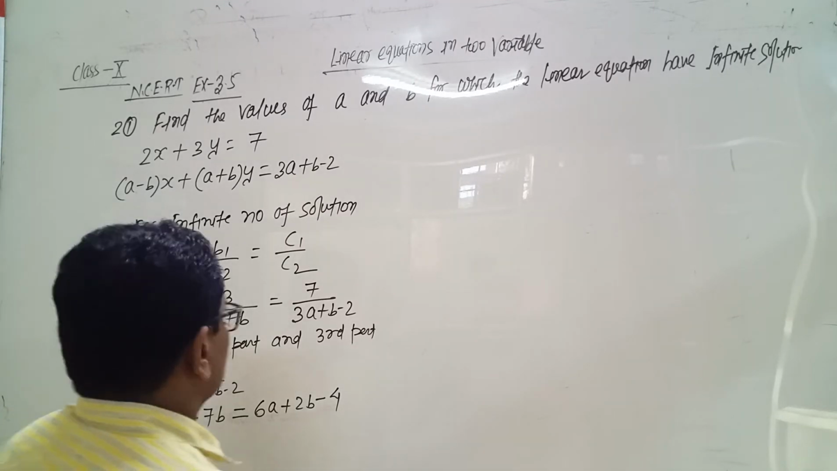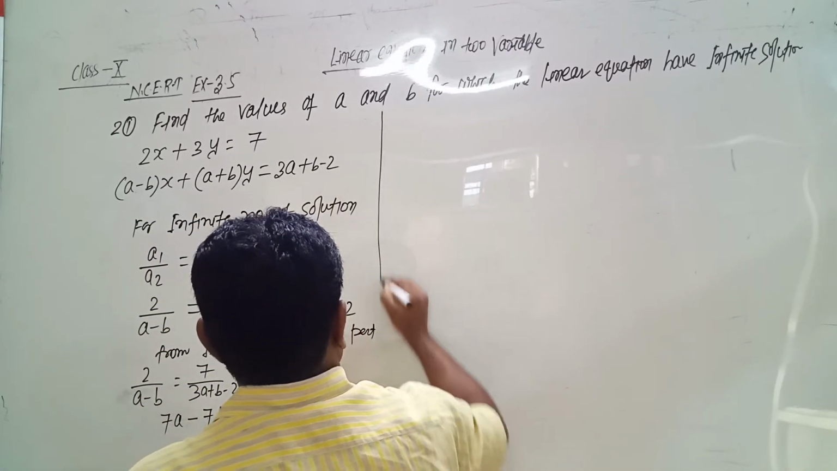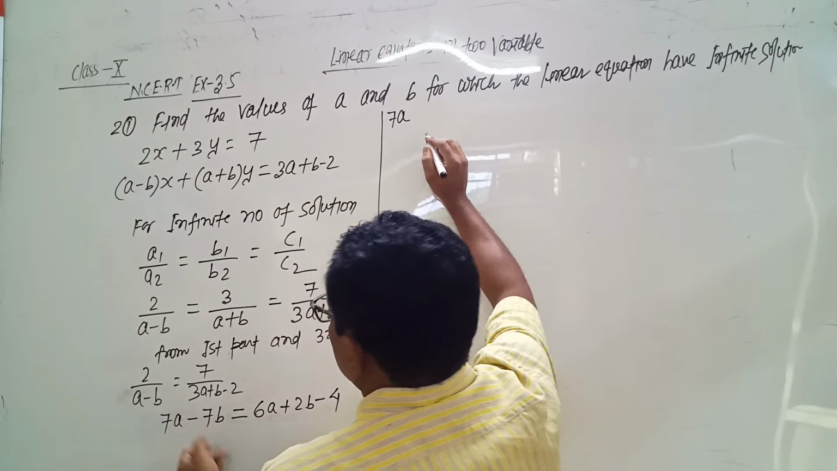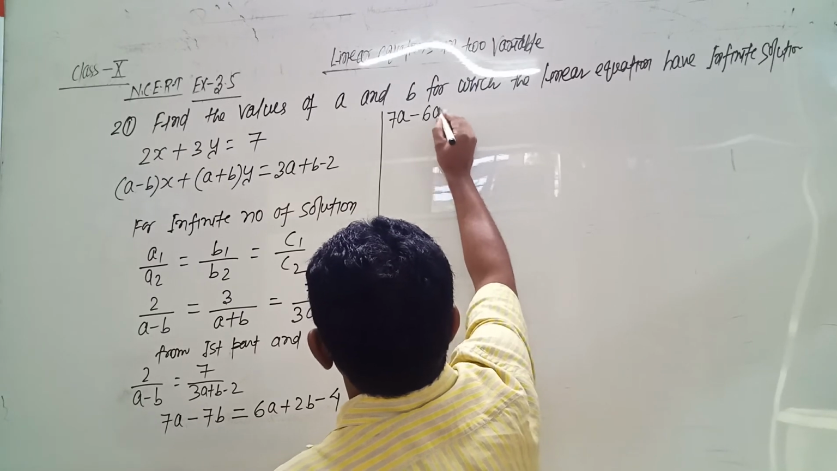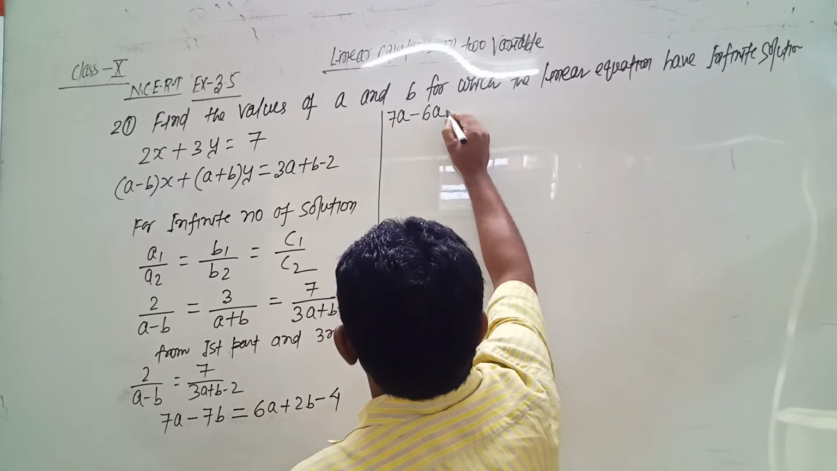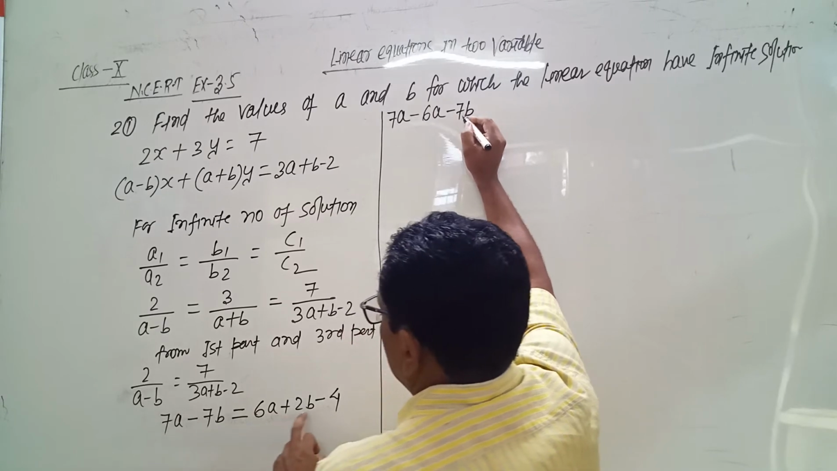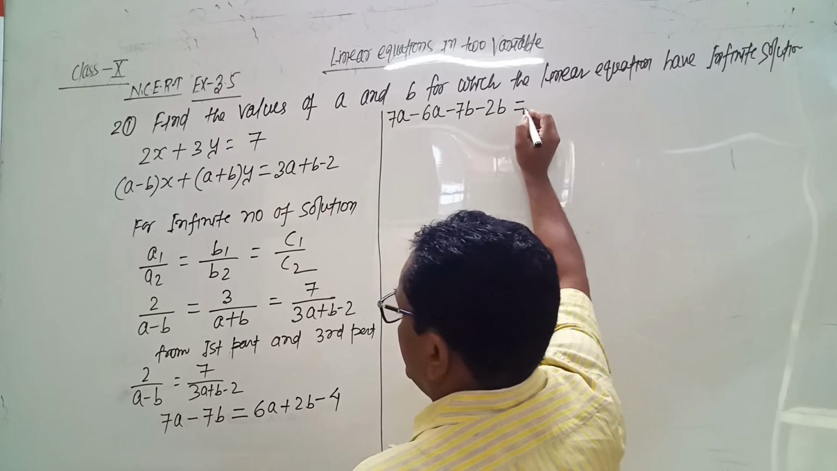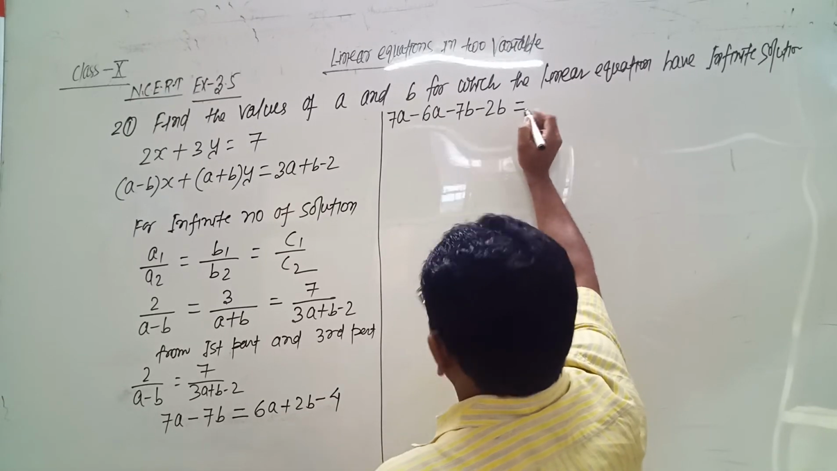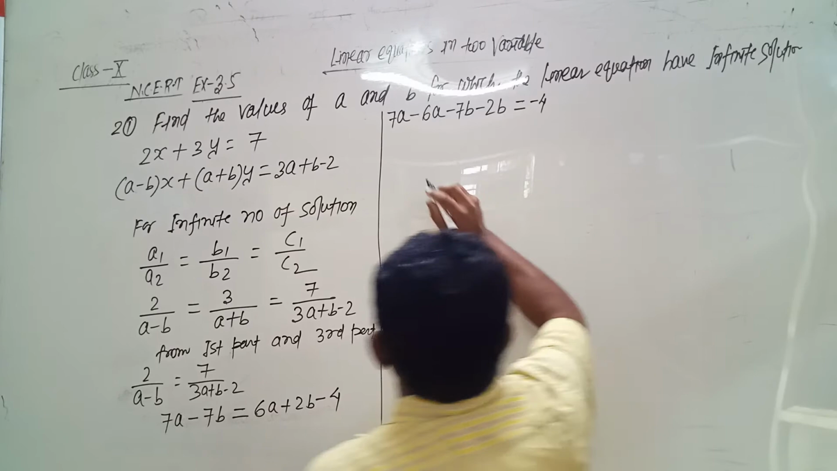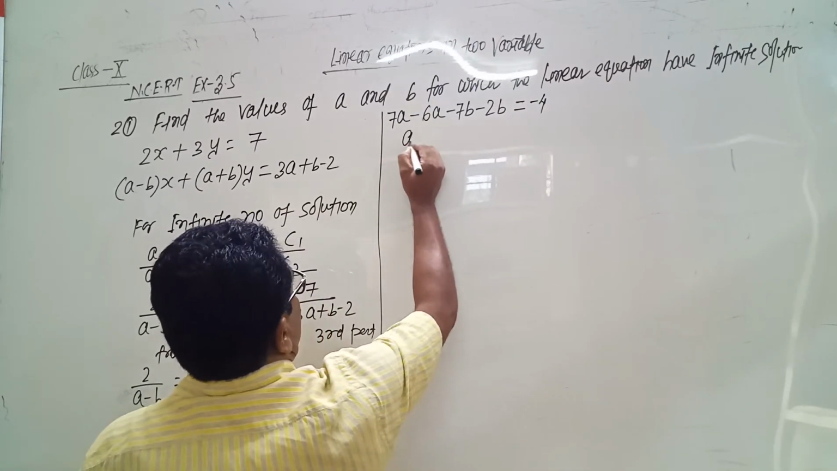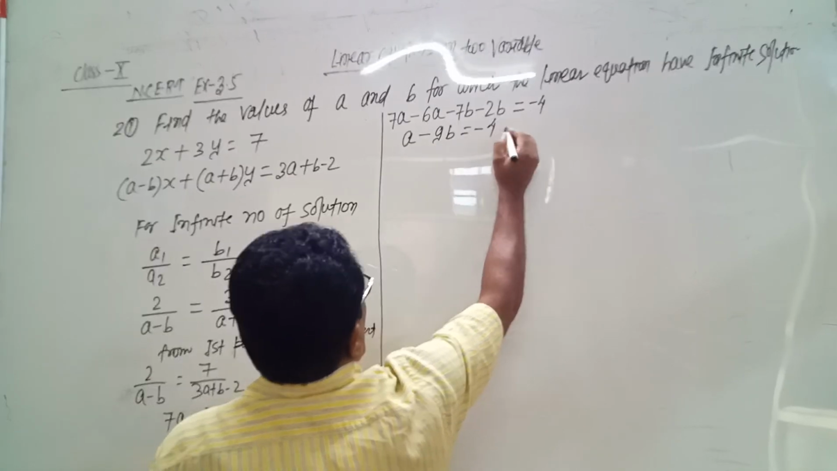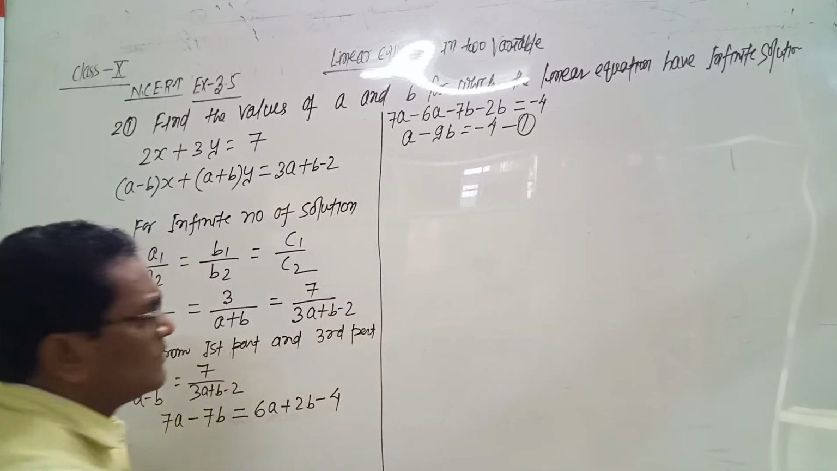Now 7a, 6a goes on left side, minus 6a minus 7b, 2b will go on left side, becomes negative, and constant term would be written on the right side, which is minus 4. So we get a minus 9b equals to minus 4. This is the first number equation.